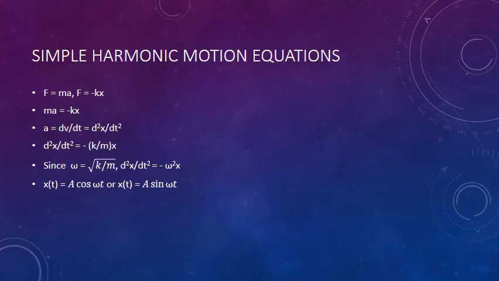Before starting the experiment, we wanted to find out some of the basic physics principles that define simple harmonic motion. We know from Newton's second law that force equals mass times acceleration, and we know from Hooke's law that force equals negative kx, where k is a spring constant and x is the displacement from equilibrium. Setting those equations equal to each other shows that mass times acceleration equals negative k times x.